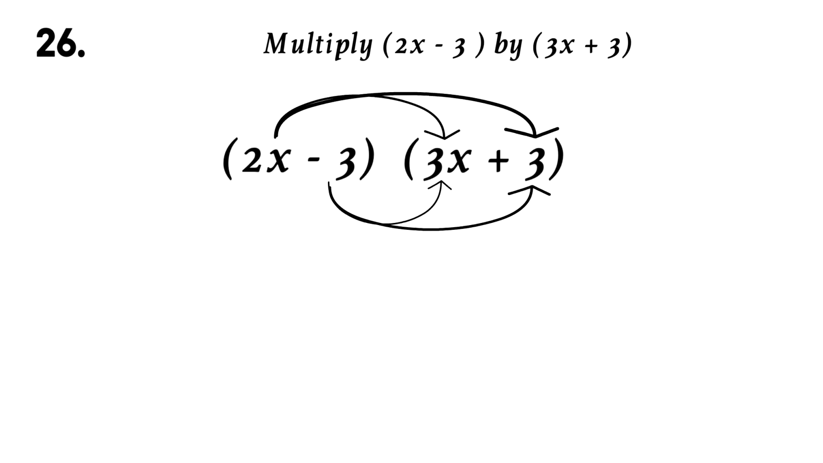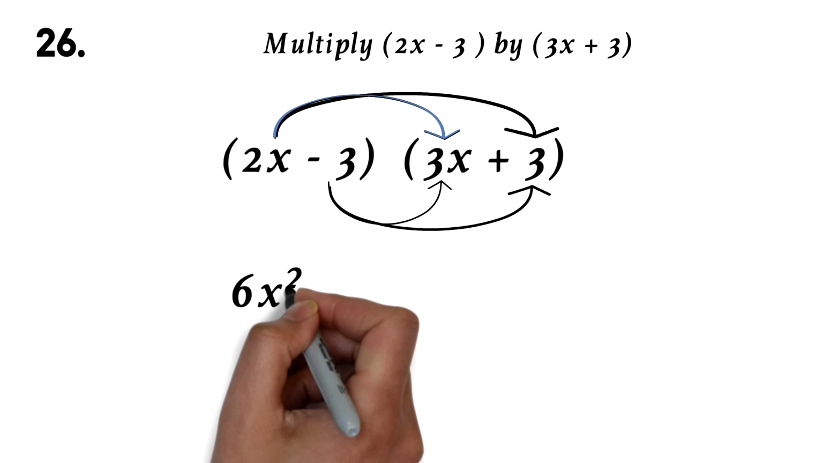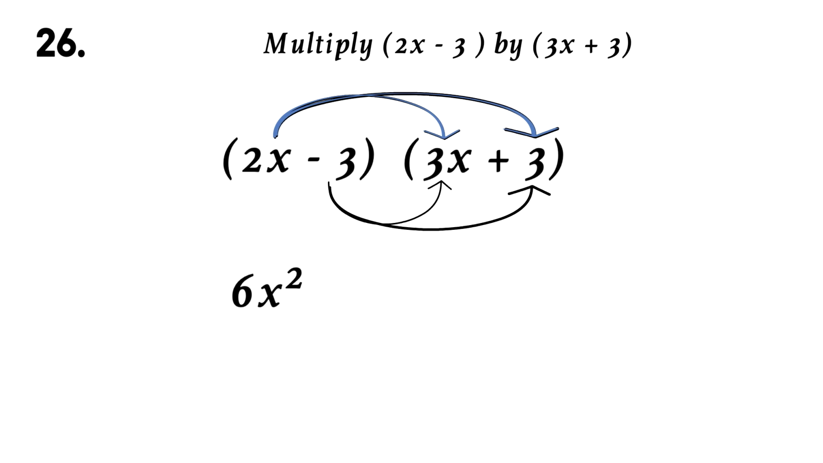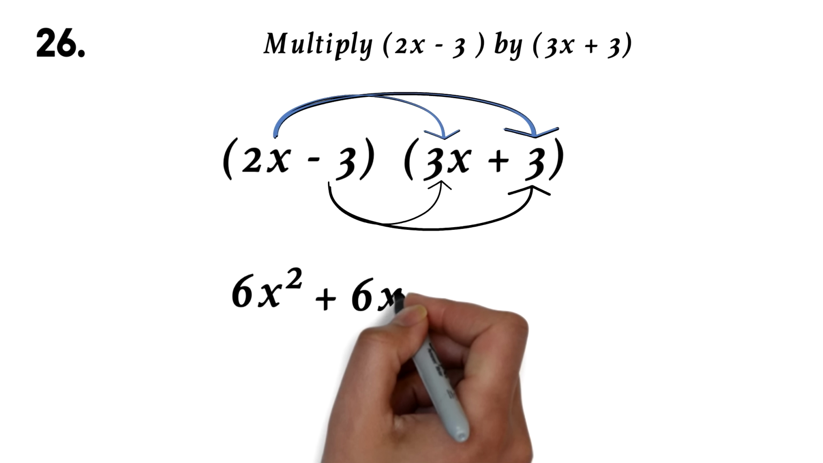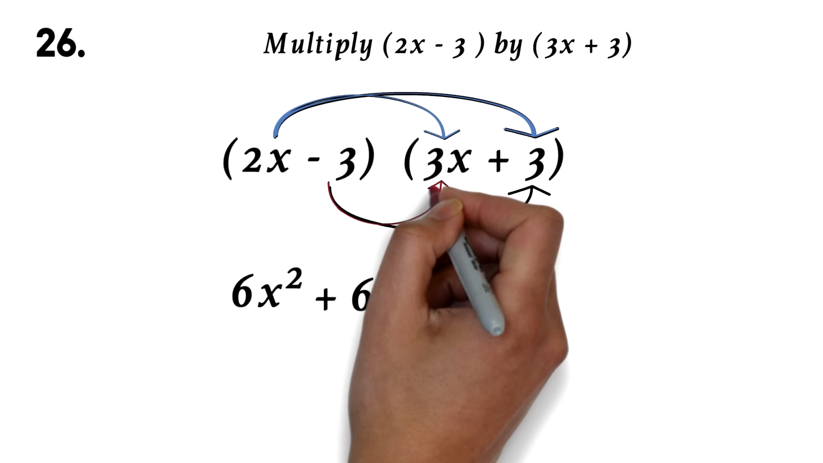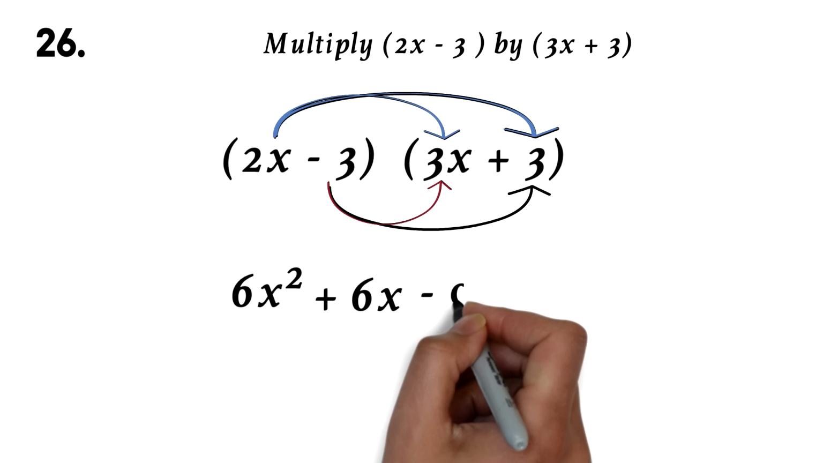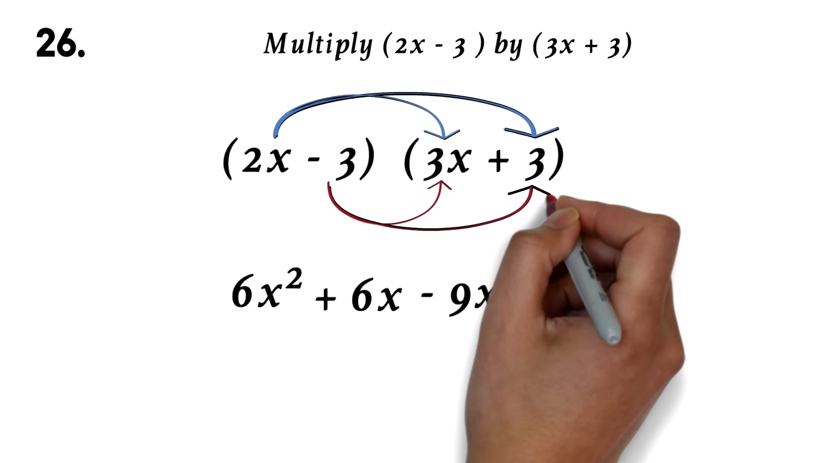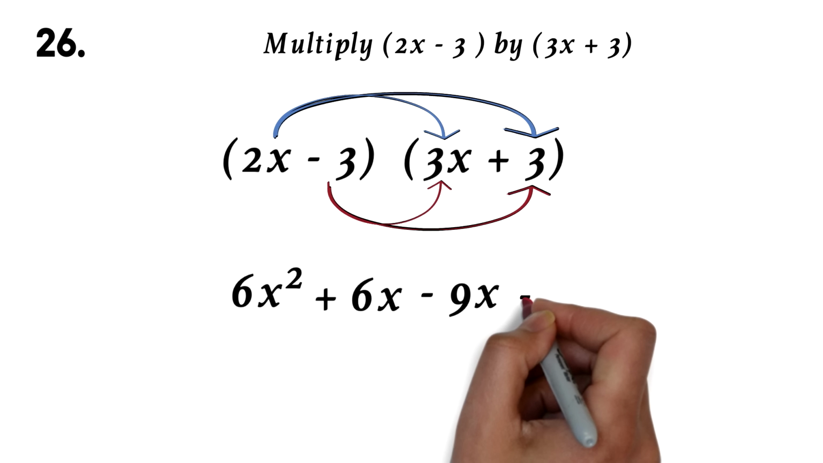Please note that when you have a minus, you will use it as the sign of the number following it when multiplying. That's why we are using negative 3. Now, let's do the multiplication. 2x times 3x will give us 6x squared. 2x times 3 will give us 6x. Next, negative 3 times 3x will give us negative 9x. Negative 3 times 3 will give us negative 9.